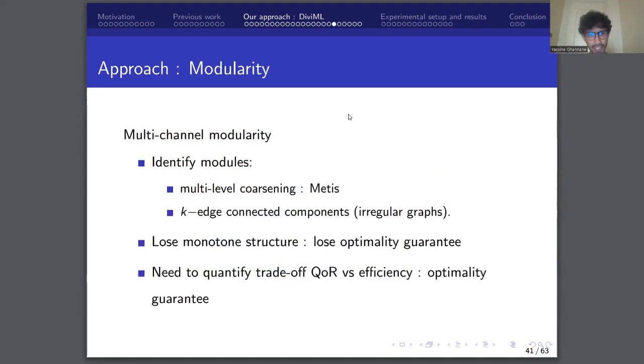But for the multi-channel case, even identifying modules becomes harder, doing this either through some multi-level recursion with tools like Metis, or by finding the k-connected components, which works particularly well for irregular graphs. Still, with the existence of multiple communication channels, we lose that monotone structure, this global ordering that we had for the single channel case, hence also losing the optimality guarantee. So I want to quantify how much of a trade-off we have between the quality of our solution and the efficiency obtained with a splitting heuristic.